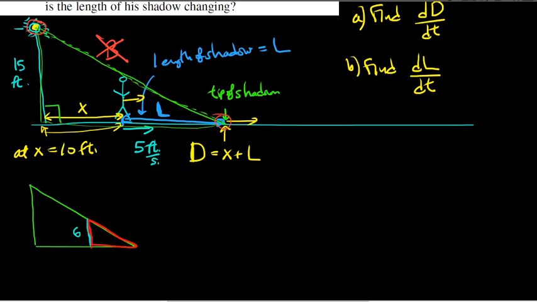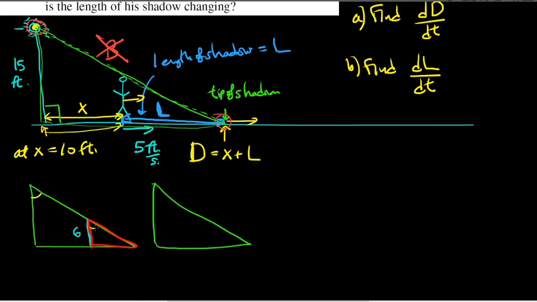Okay. So how are these two triangles related? Right, we have the green triangle. Should I draw it again? And then the little red triangle. So they're obviously not the same triangle. The green one's bigger than the red one.